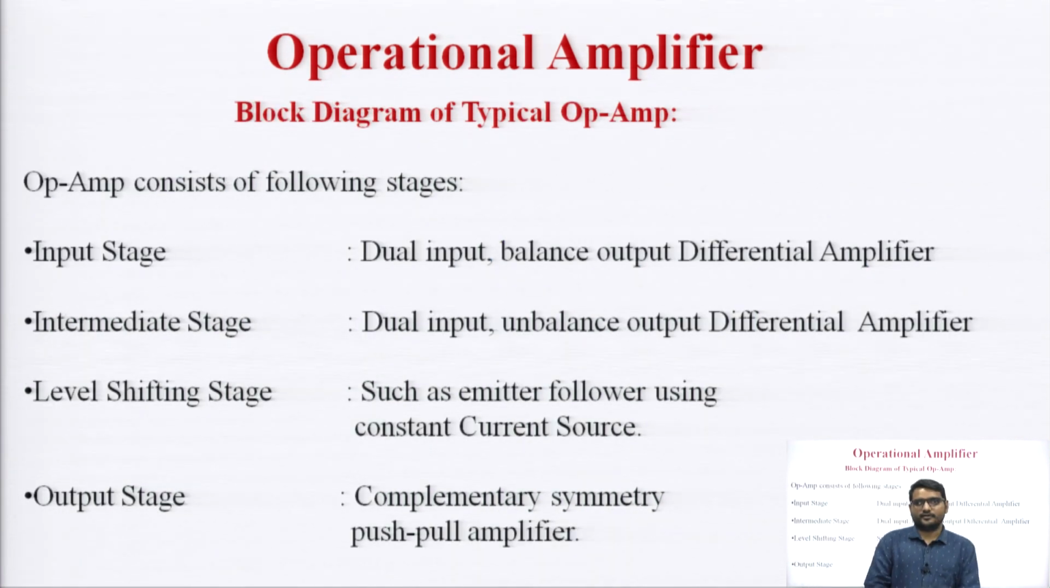Now next, the op-amp consists of the following stages. We also discussed the block diagram, and the same points will be here. The input stage is a dual input balanced output differential amplifier. The intermediate stage is a dual input unbalanced output differential amplifier. The level shifting stage is such as an emitter follower with a constant current mirror source. The output stage is a complementary symmetry push pull amplifier.